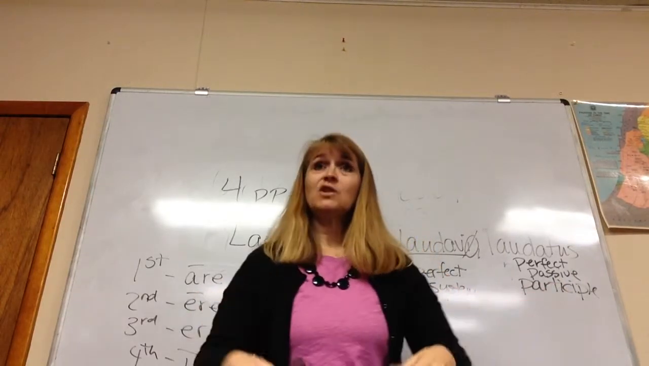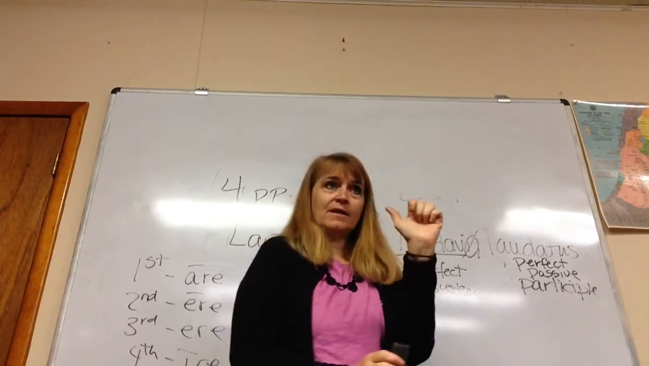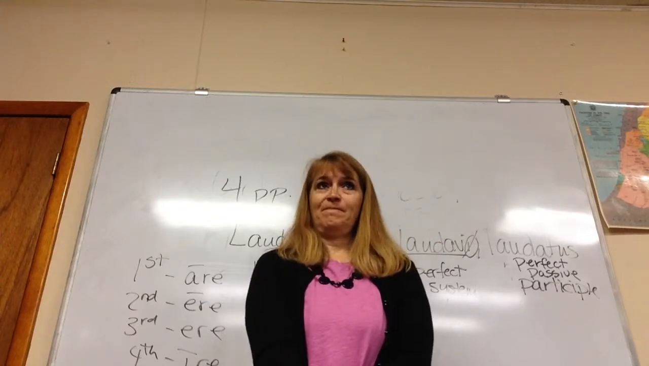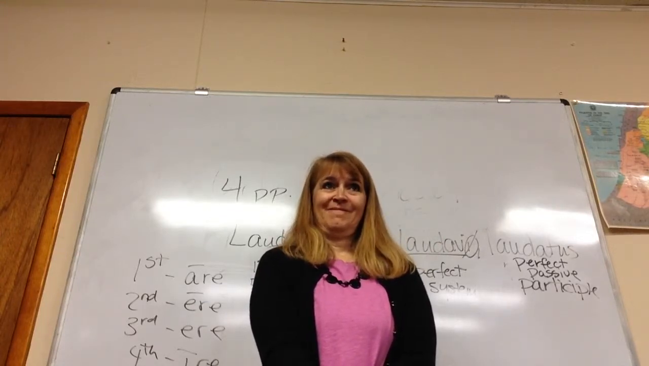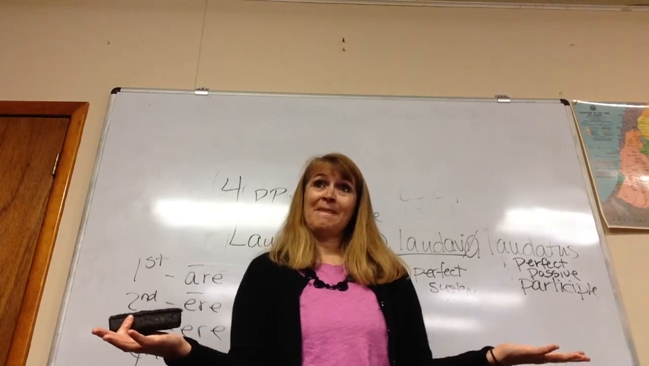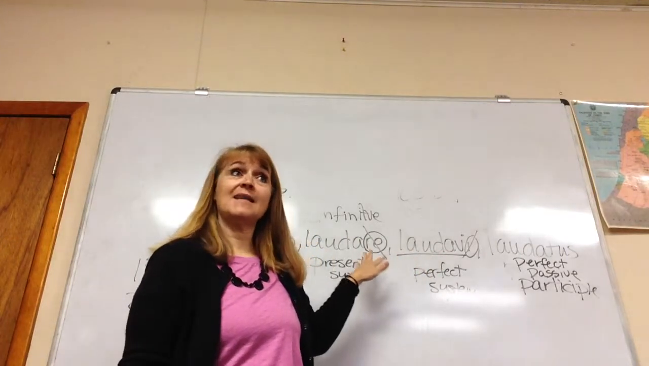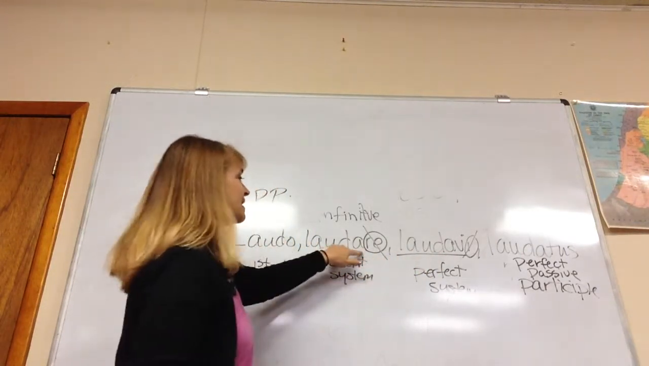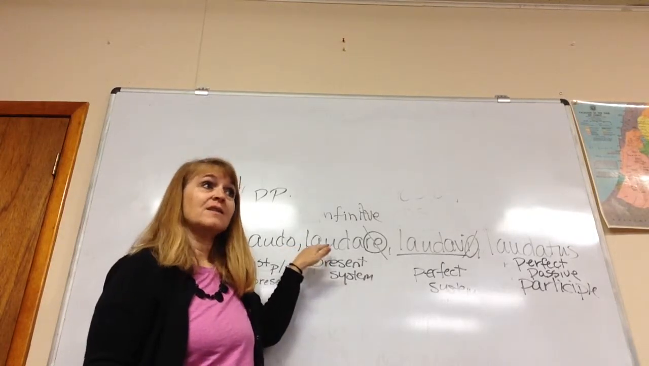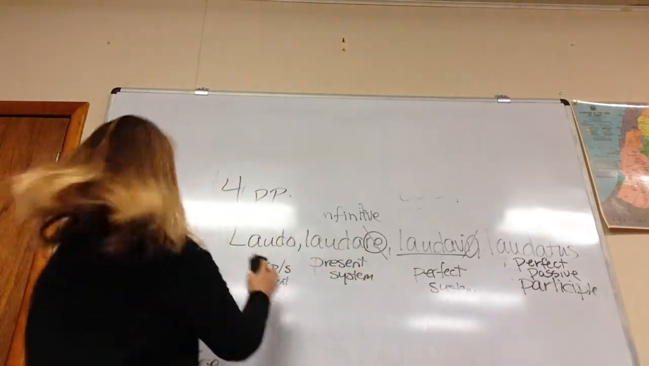So if we're going to put passive endings on present, imperfect, and future, which is the present system, where do I find the stem? Where do I find the present system stem? The infinitive. And it's the same in the passive as it is in the active voice. We still go to the second principal part to find our stem, even though we're going to make it passive. So let's do that.